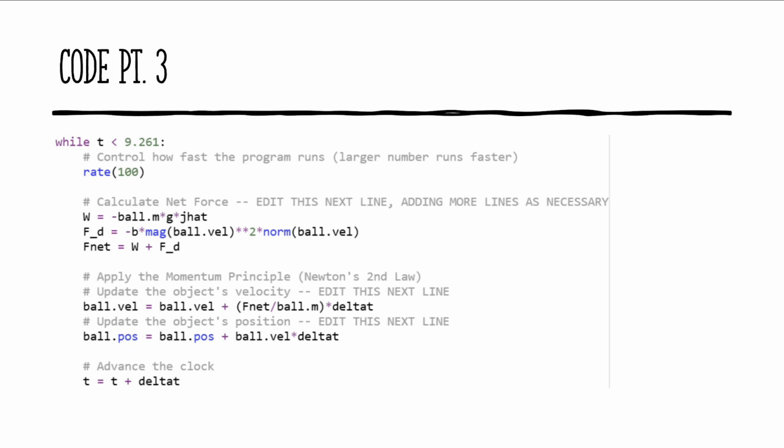For the second part of tracking the slinky's motion, the F net is not 0. So the force of drag and the work done by gravity are not equal to 0 when added together. The work done by gravity is greater, so the slinky ends up falling. This is where we see on the graph, which we'll see on the next slide, that the slinky in the y direction has begun to fall.